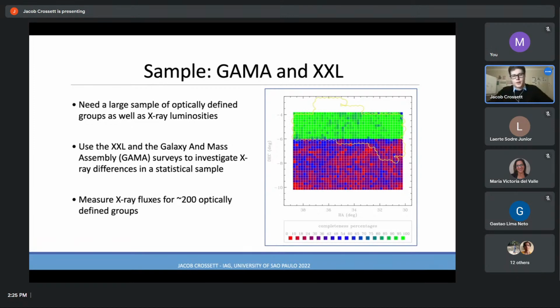And we can see this in the figure on the right. The green squares in the figure show the high completeness areas of the GAMA survey, where the spectroscopic completeness is very, very good. And the yellow outlines show the XXL footprint. And you can see there's a beautiful area where we have high completeness optical spectrophotometric data with X-ray measurements throughout the whole region. This has allowed me to investigate the properties of over 200 optically defined groups and measure the X-ray fluxes.